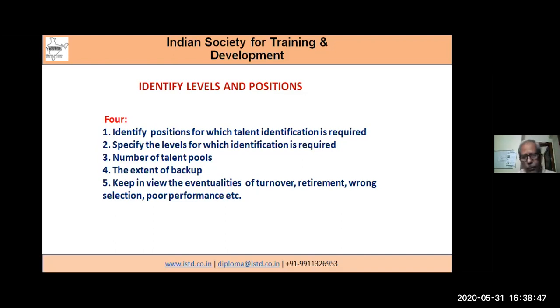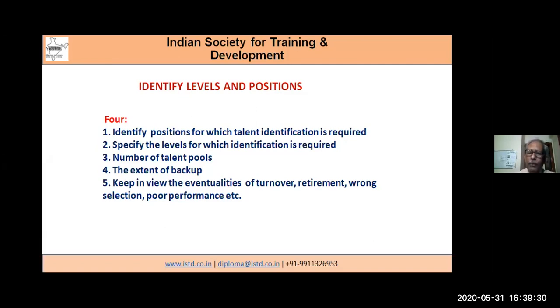So, number of talent pools, the extent of backup, to what extent we should have a backup for different kinds of positions, keeping in view the eventualities: turnover, retirement, wrong selection, poor performance, everything. Because if we make an estimation of people which may be required, say at this middle level, middle management, we look at 10 people, then we have to keep in mind all the eventualities, the turnover. What is the turnover ratio in the organization? Down the line, within 6 months or within 1 year, how many people are going to leave the organization? That also we may have to assess.